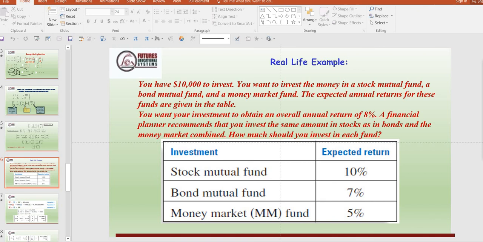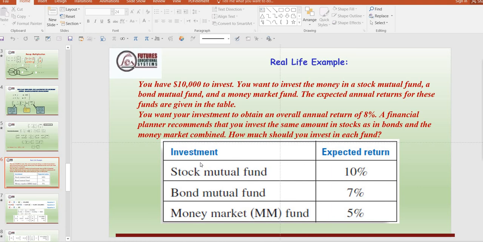If I have $10,000 and want to invest it in a stock mutual fund, a bond mutual fund, or a money market fund, with this ratio, to obtain an overall annual return of 8%.